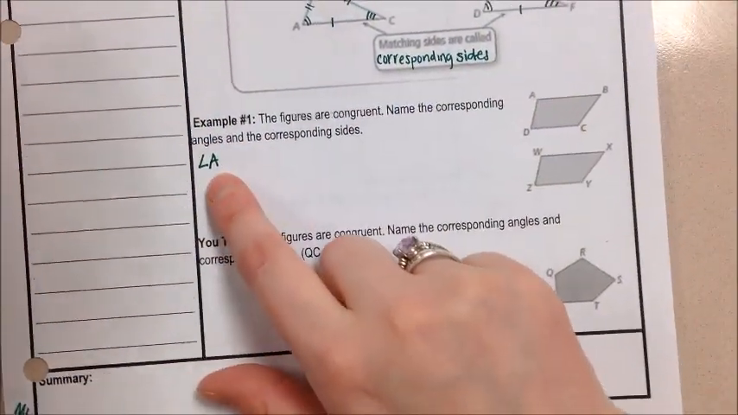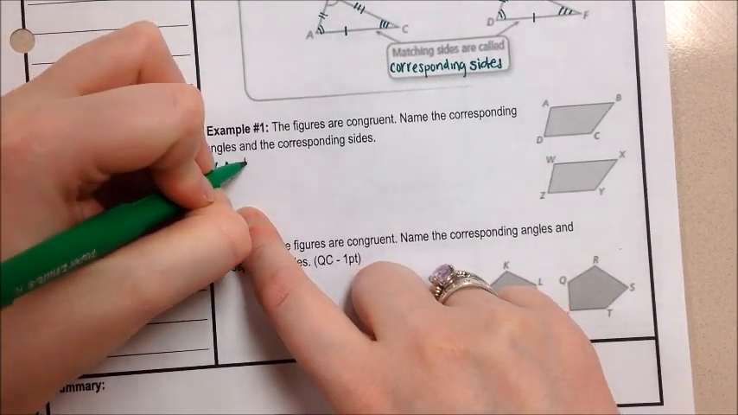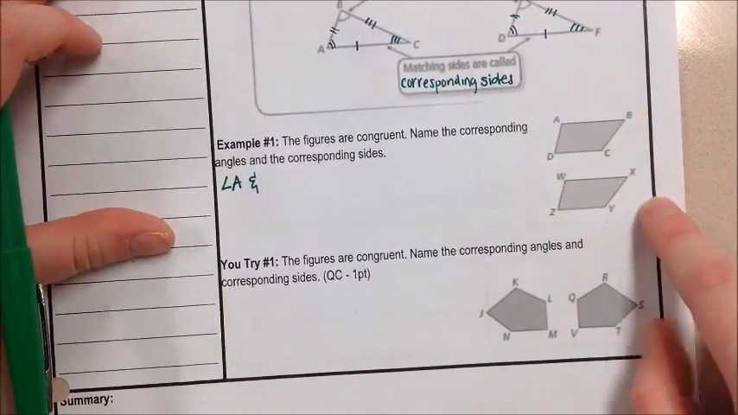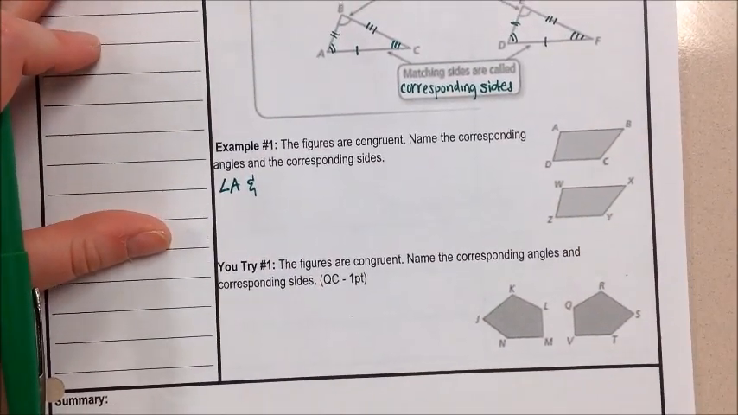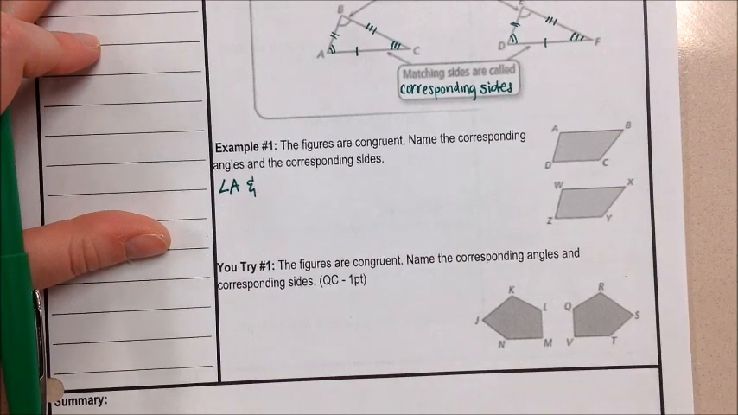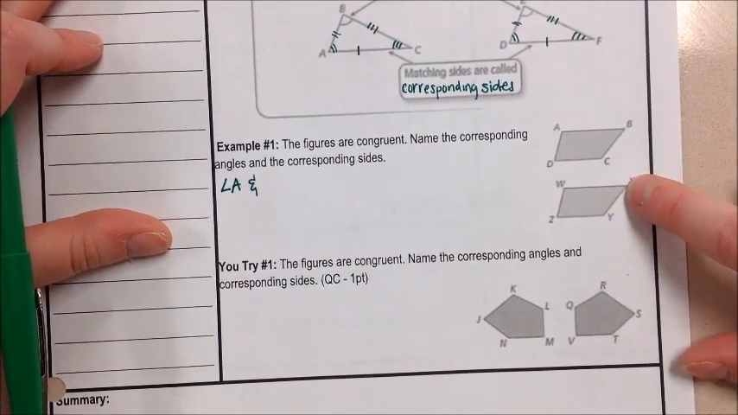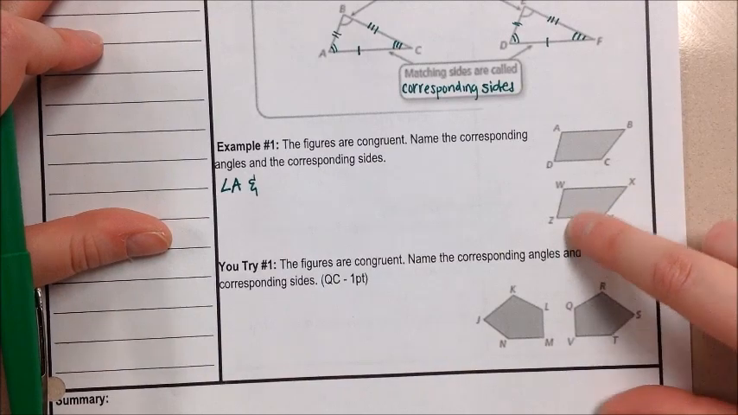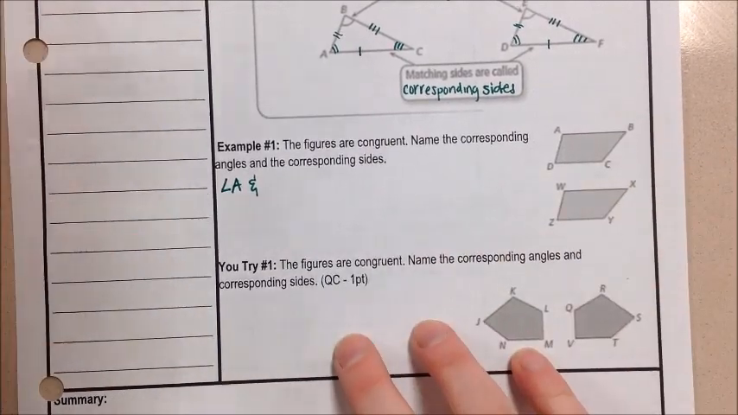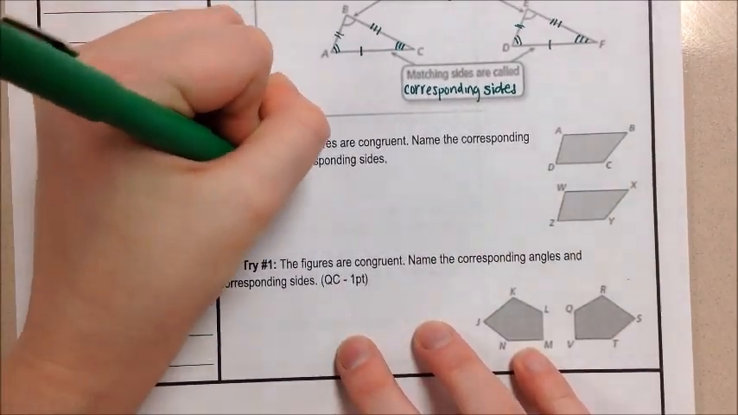Okay, so angle A, and so we have to look over here. Which one do we think is the corresponding angle? Well, I don't think it's that one. That one's too small. That one's too big, too small. I think it's W. Okay, so we're going to say angle W.